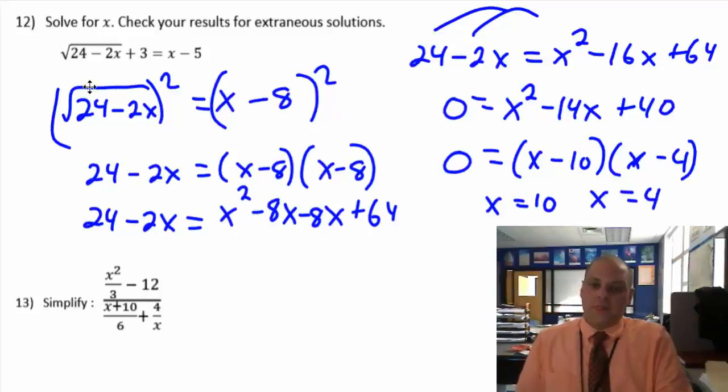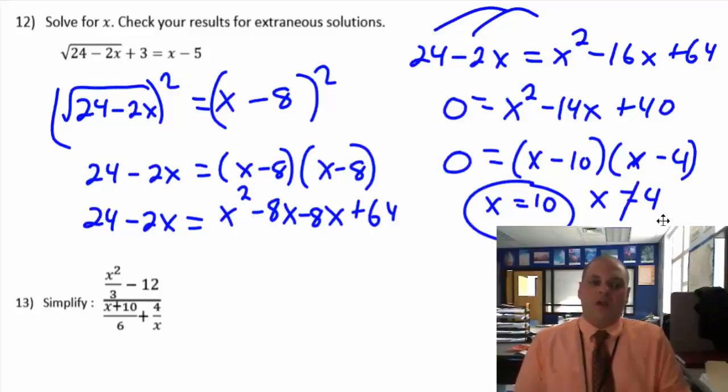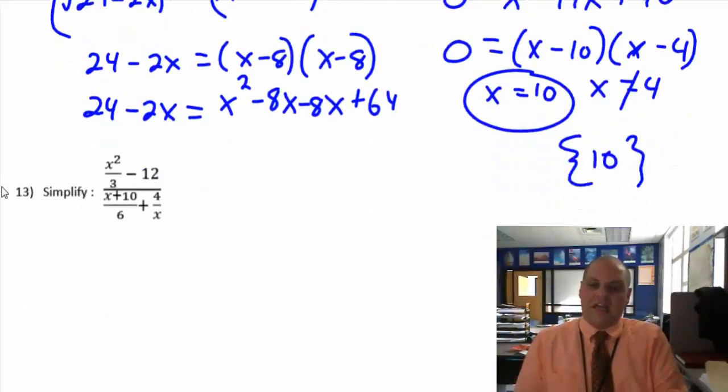Do they both work? 2 times 10 is 20. 24 minus 20 is 4. Square root of 4 is 2. 2 plus 3 is 5. And 10 minus 5 is 5, yes, that does work. Plug in a 4. 24 minus 8 is 16. Radical 16 is 4. 4 plus 3 is 7. This is 7, but then 4 minus 5 is not 7. So this does not work. When you plug the 4 in there, you might want to actually do it to see that it doesn't work. The 10 works and the 4 does not. So my solution set will be the set containing just 10.